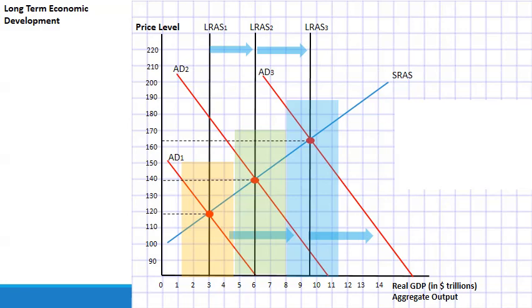Now, short run aggregate supply will not change. It'll remain the same because the price levels and the factors of production remain the same. So there's nothing for it to do.